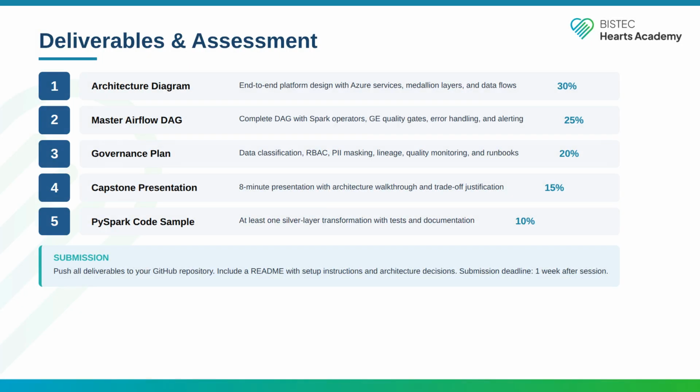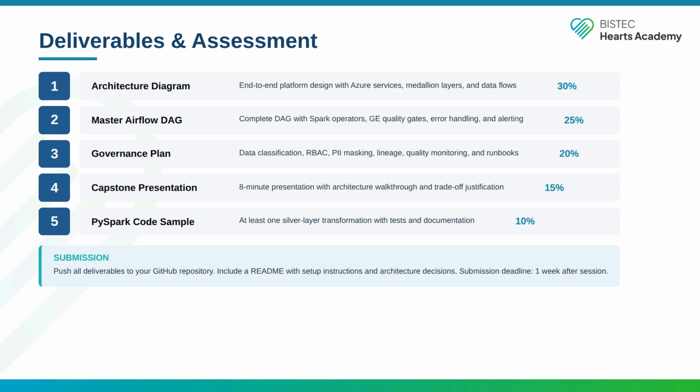Let us be clear about what is being submitted and how it is assessed. 5 deliverables. The architecture diagram is worth 30%. This is the most heavily weighted because it demonstrates your ability to think at the platform level. The master Airflow DAG is worth 25%, demonstrating your ability to orchestrate a production pipeline.